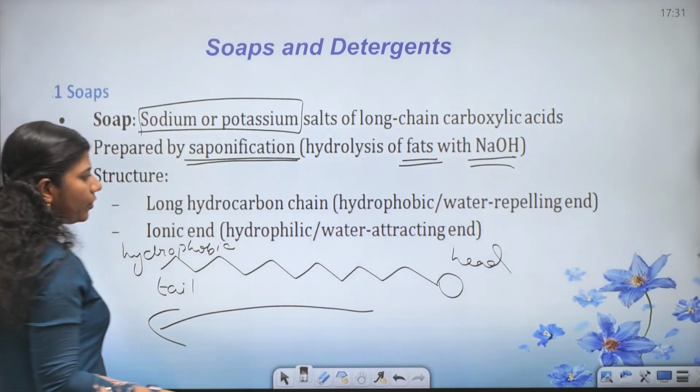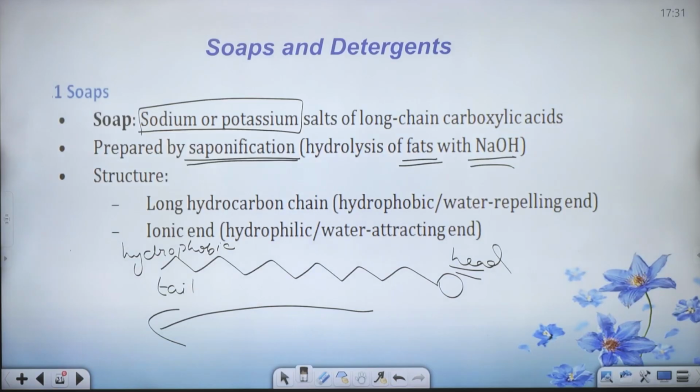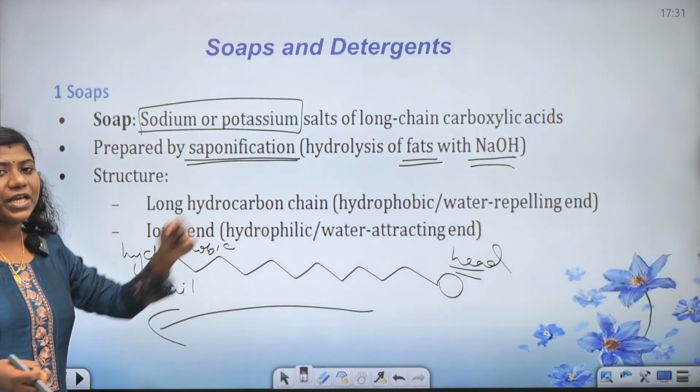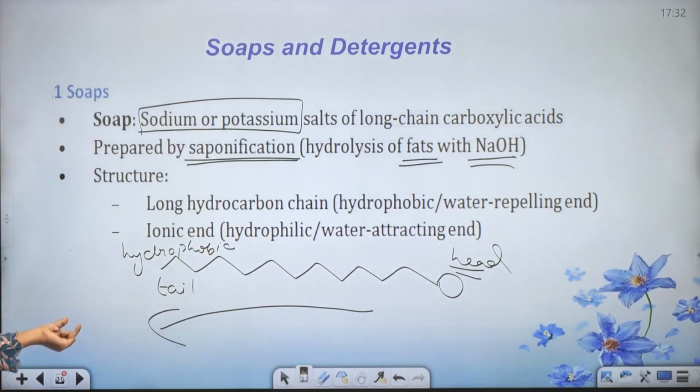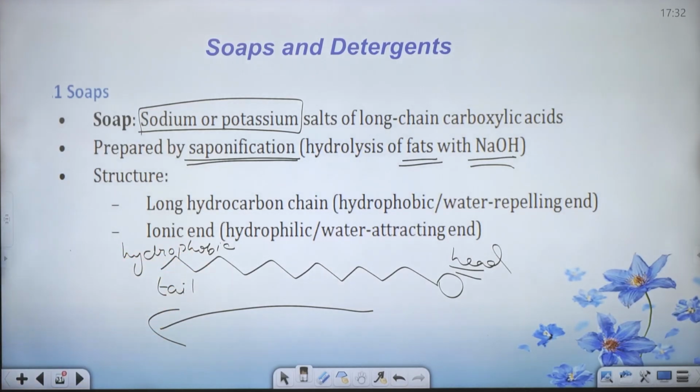And the ionic part or head part is the hydrophilic part. Hydrophilic means water loving part. Hydro means water, philic means loving. The head part of the soap molecule is hydrophilic, that is the water attracting end. The long hydrocarbon chain part is hydrophobic and the ionic end part is hydrophilic.